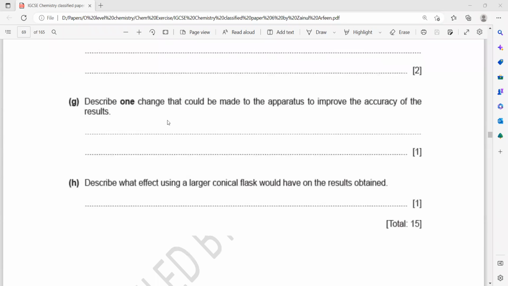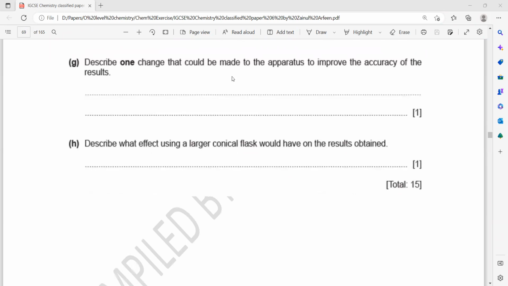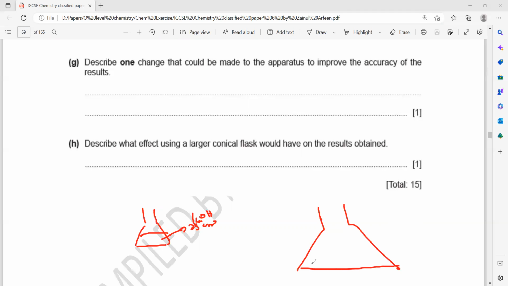Describe what effect using a large conical flask has on the result. For example, I'm not changing the amounts. We took 25 cm cube of KOH in a small conical flask, and then we took a large conical flask and the same amount, 25 cm cube. Will it affect the result? The final volume will just get swollen anyway, so it doesn't matter. It does not make a difference, so no effect.